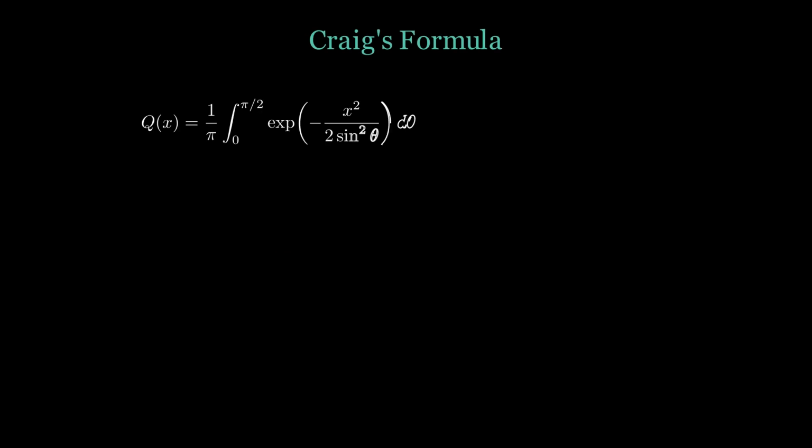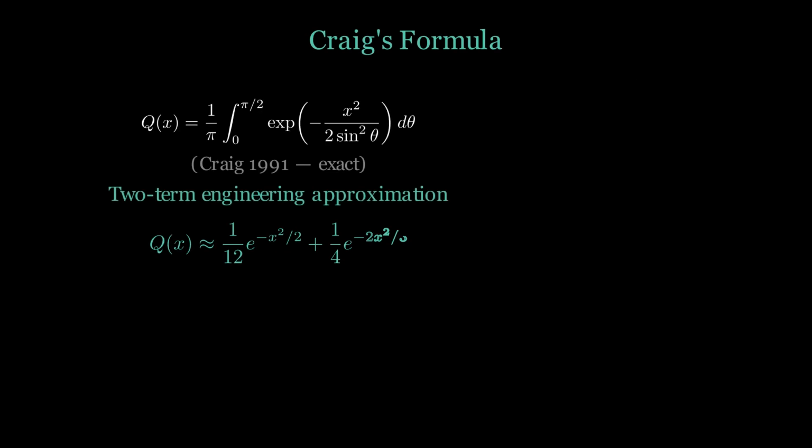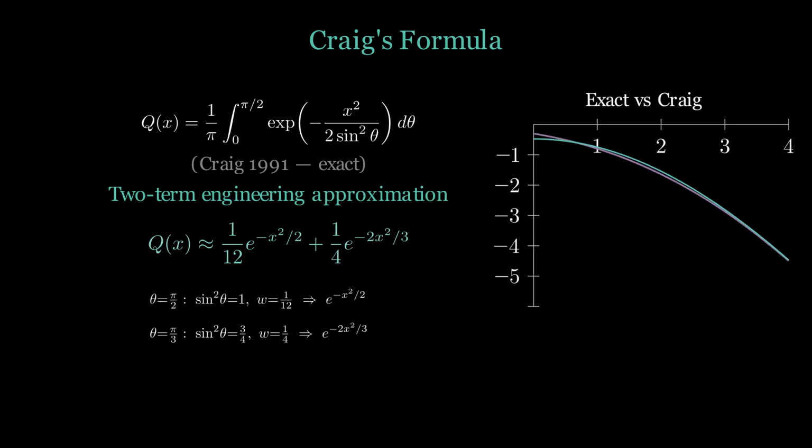Craig's formula begins from an exact alternative representation. Craig showed in 1991 that the Q function equals 1 over pi times the integral from 0 to pi over 2 of e to the minus x squared over 2 sin squared theta, d theta.